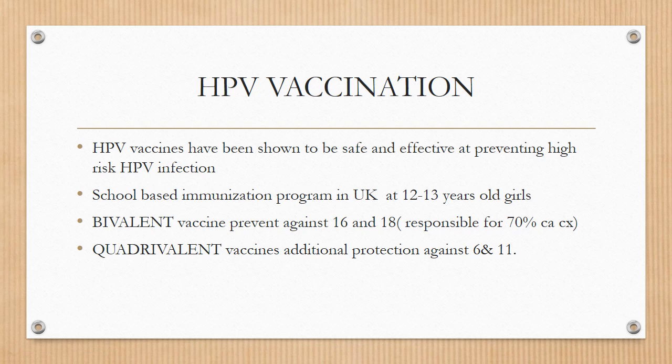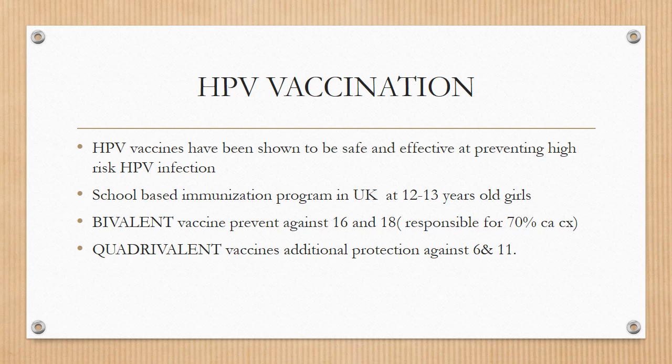When the causative agent is known, it is known that it leads to premalignant lesion and to malignant lesion, so it is a virus. Then we talk about vaccination. HPV vaccines have been shown to be safe and effective at preventing high risk HPV infections. School based immunization programs in the UK for 12 to 13 year old girls have been started.